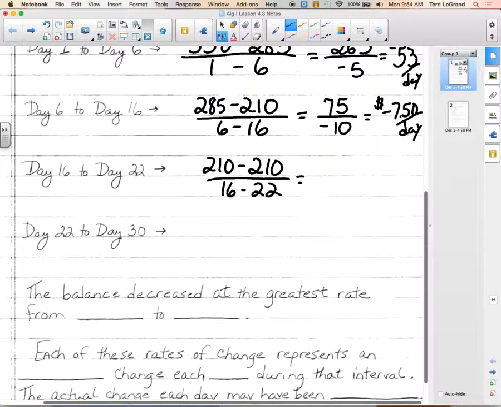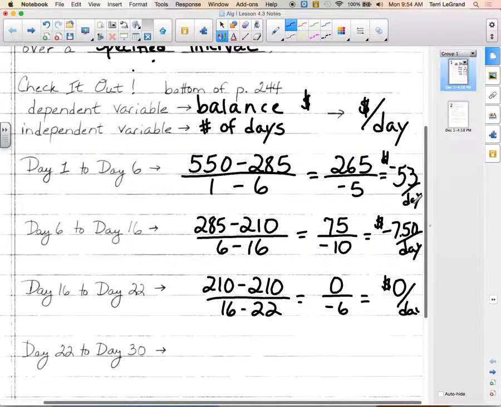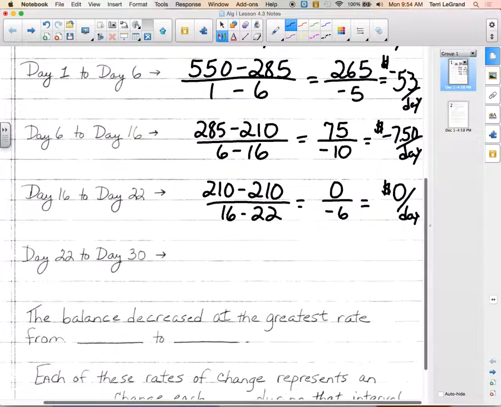Okay, so 210 take away 210 is 0. There was no change in the balance, but there still was a change in the time period. What was the time period? Negative 6. Okay, what's 0 divided by negative 6? 0. So it's $0 per day. The change was $0 each day, on average anyway.